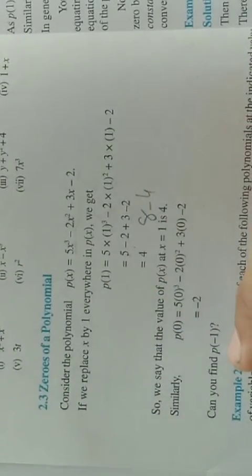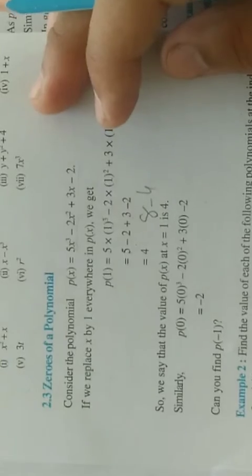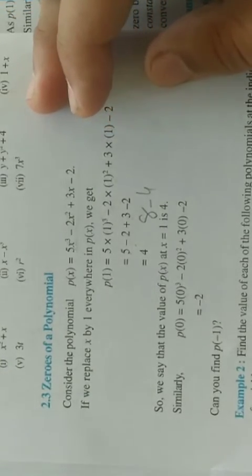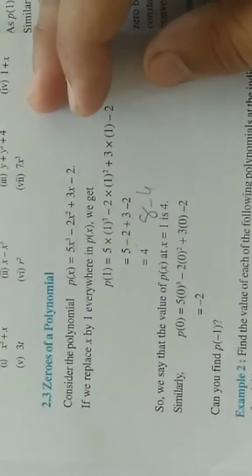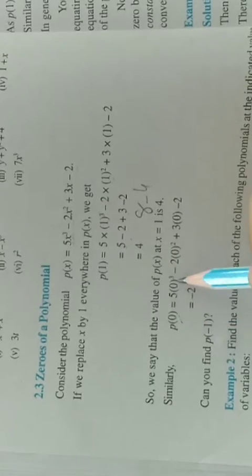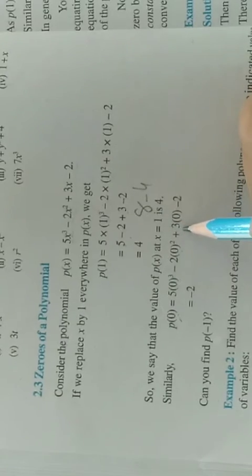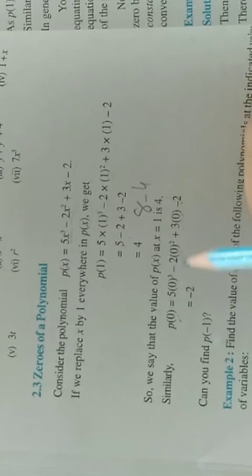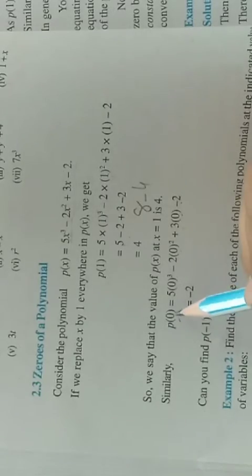Okay, so now let me take another. Now let me put 0 in place of x. So p of x, in place of x I put here 0. So 0 cube, 0 square, so 0 multiplied by 0 is 0, 0 multiplied by 2 is 0, 3 multiplied by 0 is 0. So answer is minus 2. So 0 is also not a zero of the polynomial.